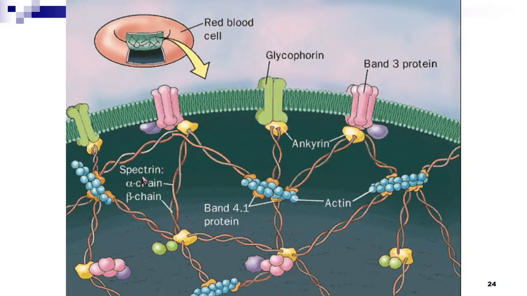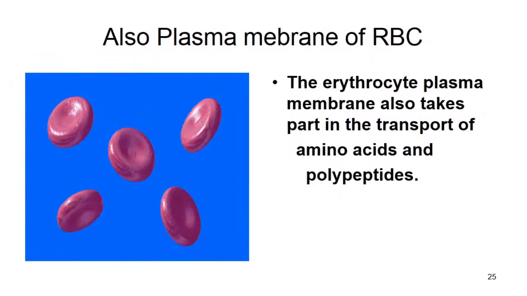With time, degradation of proteins, especially spectrin, starts some changes of shape. Also, the plasma membrane of red blood cells, the cytoplasm, transports amino acids and polypeptides.